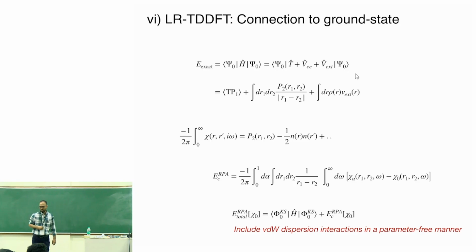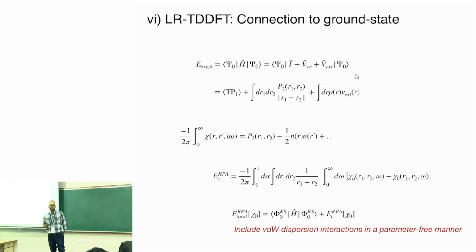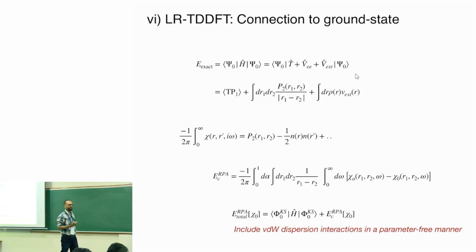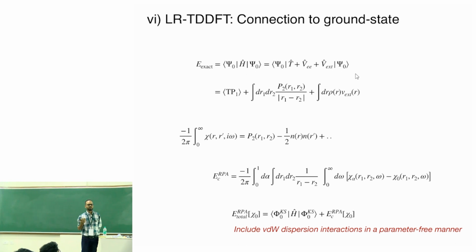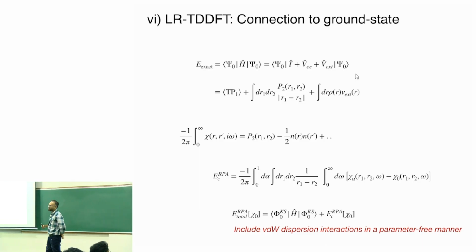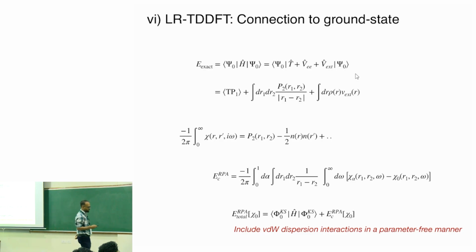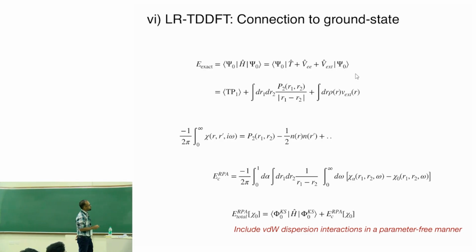It turns out, chi of course has the information about excitation energies. So if I figure out the poles of chi, I can figure out where the excitation energies are. But it also turns out that you can connect your chi to the ground state correlation energy, which is not very apparent. So you have constructed this quantity which is for excitations, but it also gives you the ground state correlation energy. So how do we connect that?